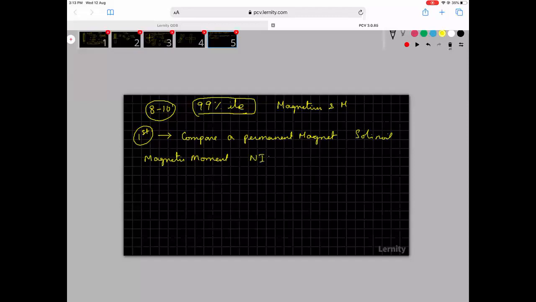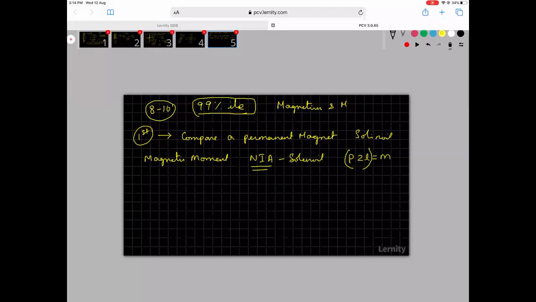Simply speaking, it is NIA for a solenoid, and for a permanent magnet, it is pole strength into 2 times length. This is what is called its magnetic moment. Now this pole strength concept, they have removed it from your syllabus. Even in your board exam, they have told clearly there will be no questions based on pole strength. Even before, they were never giving any question based on pole strength.